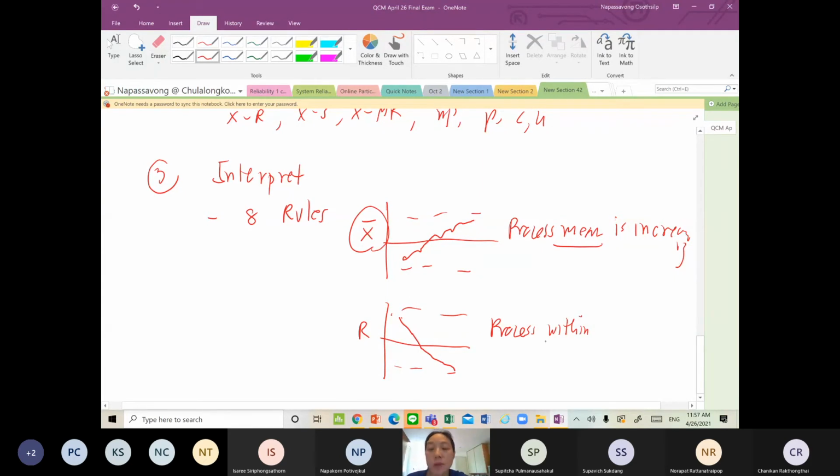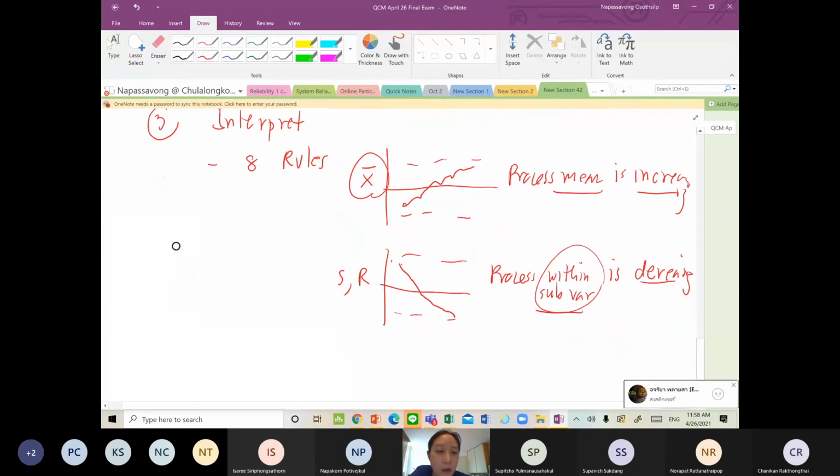So you should be able to tell the direction, increasing or decreasing, and you should be able to tell the statistic that you are looking at. X bar tells you about the mean, and S or R tells you about the within subgroup variation.